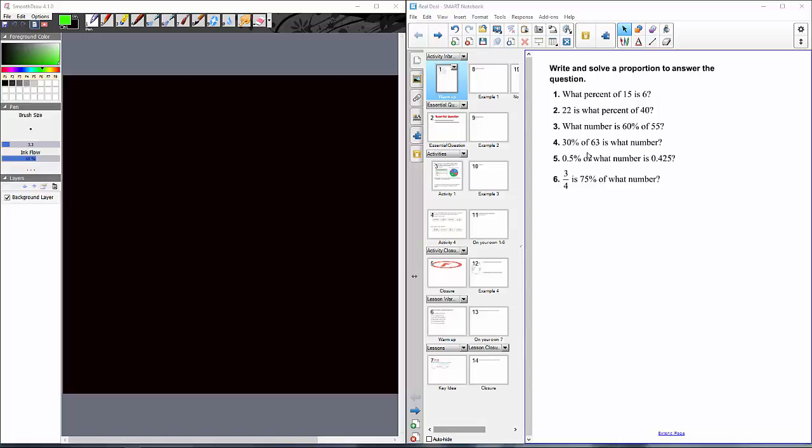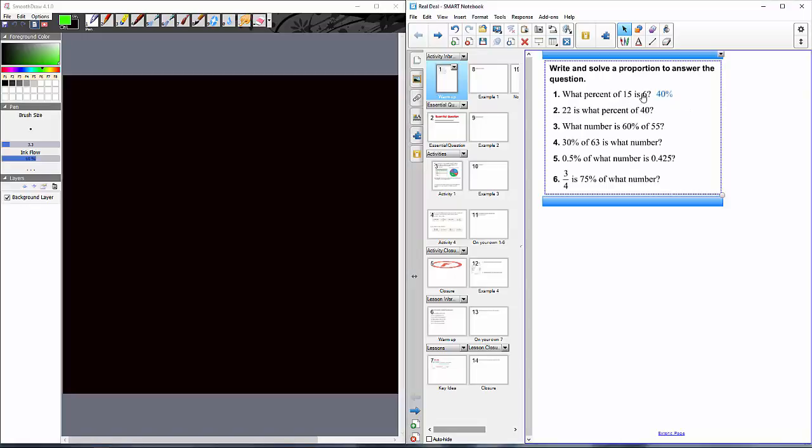All right, so now that you've had a chance to do this: what percent of 15 is 6? You take 6 divided by 15, which is 40%. 22 is what percent of 40? It's 55%. You just take 22 divided by 40.